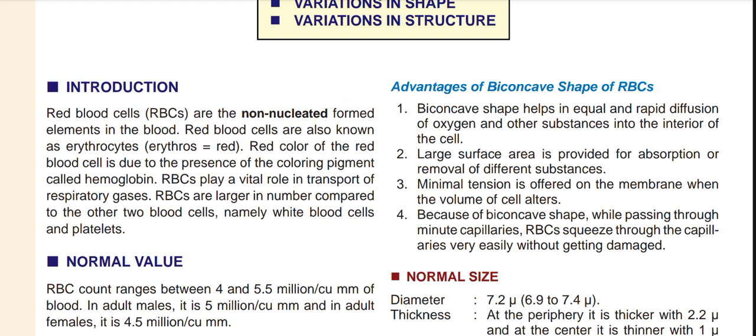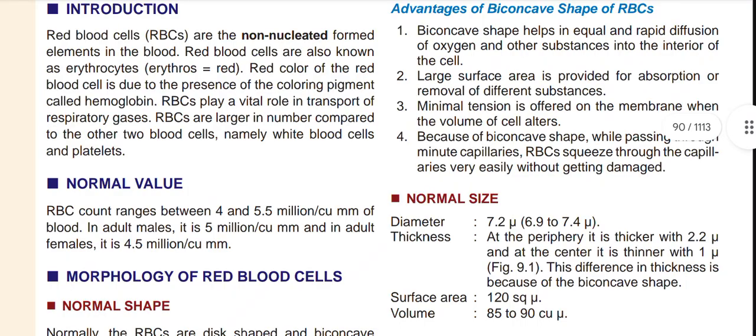like WBC and platelets. What are the normal values of RBC? RBC count generally ranges from 4 to 5.5 million per cubic mm of blood. In case of male, it is about 5 to 5.5 million, and in case of female, it is 4.5 to 5 million per cubic mm of blood.